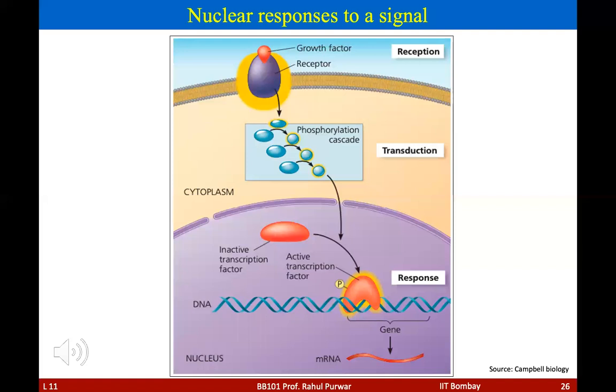Similarly, here is another image depicting a very similar phenomenon, growth factor binding to its receptor on the cell surface. Then signal transduction is happening, a phosphorylation cascade is happening with the help of second messengers, and then ultimately this signal goes to the nucleus, where it activates different transcription factors, and they induce the gene either on or off depending on the requirement, depending on the cellular response.